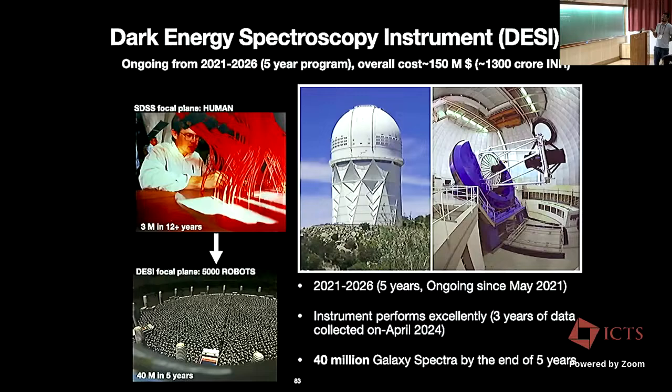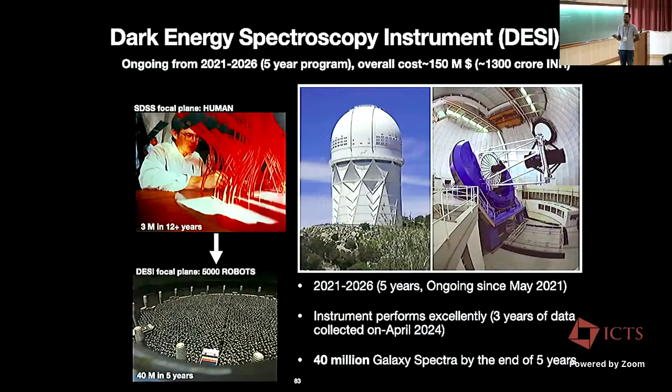DESI stands for Dark Energy Spectroscopic Instrument. The first program, now known as DESI-1 rather than DESI, is a 5-year program started in 2021. We'll finish collecting 5-year data in 2026. At that point, we'll have 40 million extragalactic spectra selected.